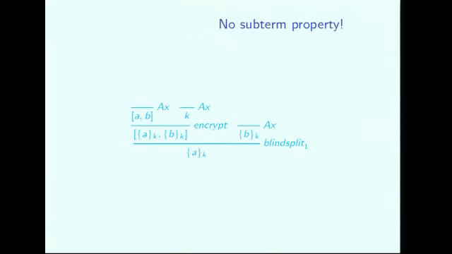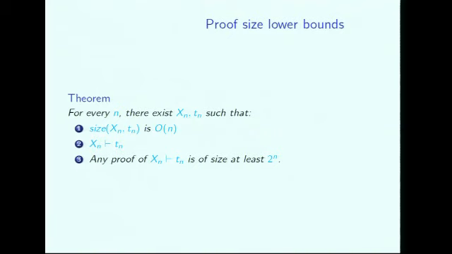So, how do we use size lower bounds in this? First, because encryption distributes across pairing, you do not have a subterm property. For instance, here you have an AB pair which you encrypt with K, and then you remove B encrypted with K because you have it already, and therefore you can get A encrypted with K. Now, A encrypted with K is not a subterm of any of the terms that you began with. This is of course a very simple example, but you can pump it up.